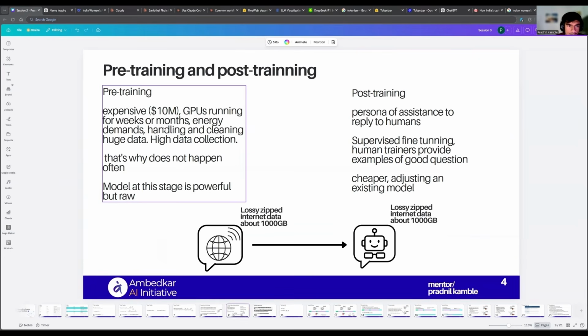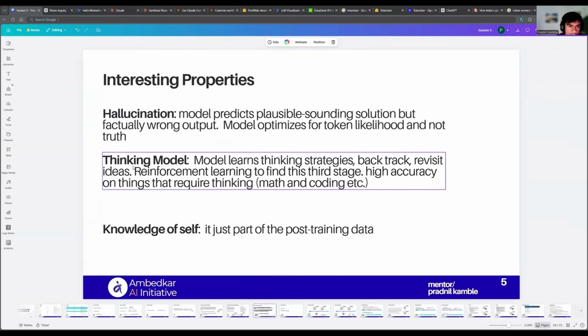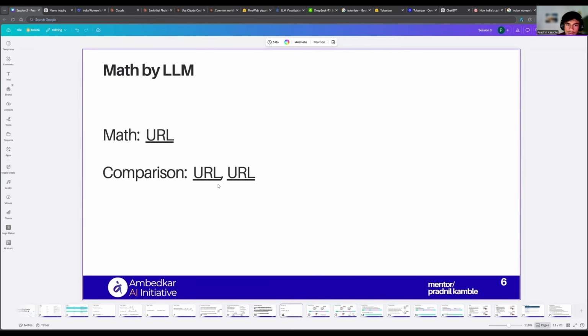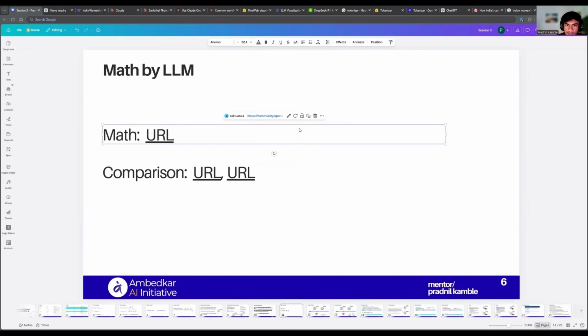All right, so now we know about pre training, we know about post training, and we also know there is a third layer, which is thinking models. I think now is the right time for us to also talk about some of the limitations of these models and then go on to talk about how we can use these models.